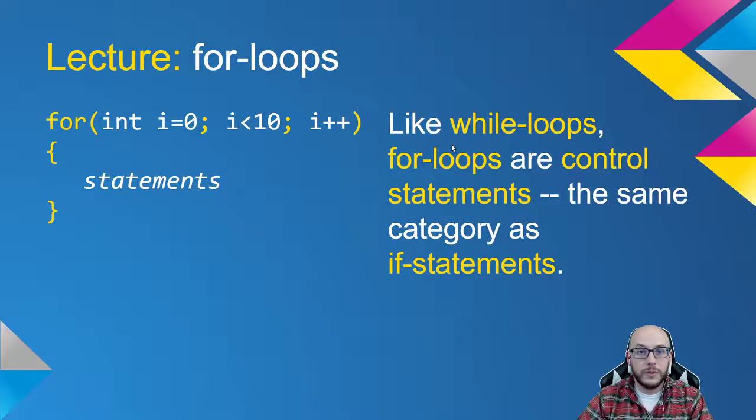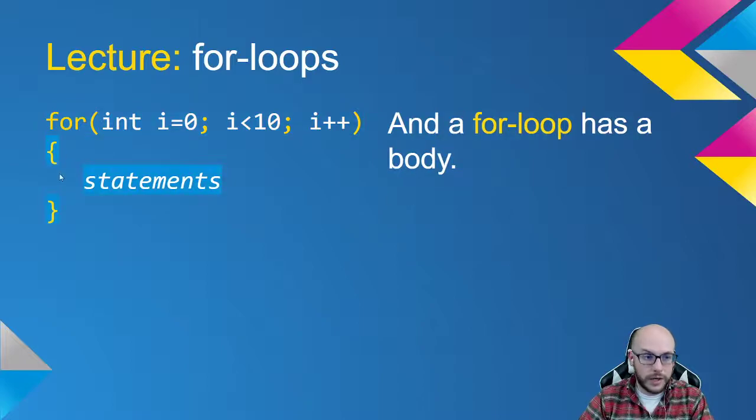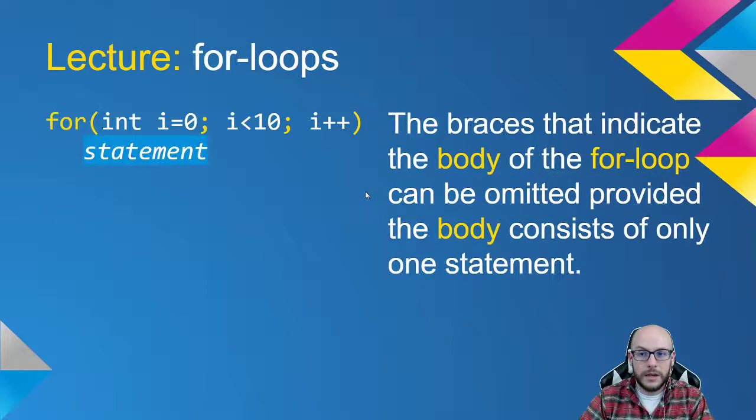Like while loops, for loops are control statements, the same category as if statements. So the same stuff that applies to all control statements as a whole is going to apply to for loops. One such thing is that a for loop is going to have a head or header, right? Everything up here I would consider the head. We're going to have a body as indicated by the curly braces. All control statements have this ability.